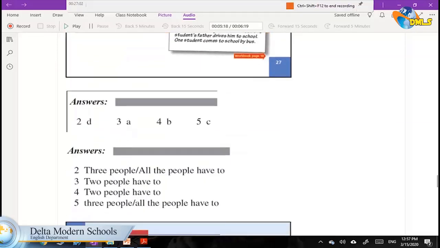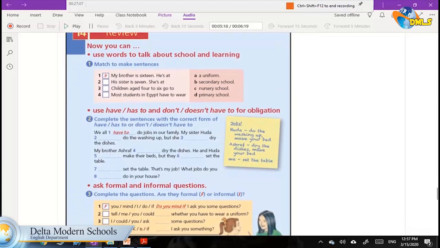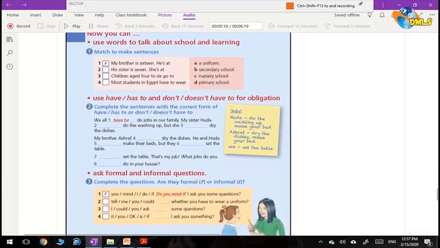Now, let's go on to the last part of our unit, the review, and we have three exercises to discuss. Let's go ahead with the titles. The first is a matching exercise discussing the four words we have learned in this unit: uniform, secondary, nursery, and primary schools. We have to match them with these titles. The first one is done for us.